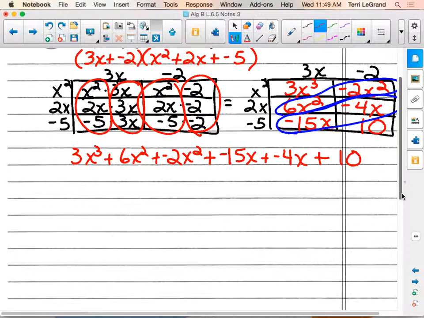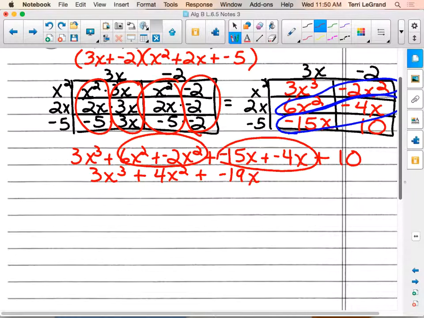Okay, so now we're going to combine the things that can be combined. Does 3x cubed have anything to be combined with? No. How about the 6x squared? Okay, these guys can be put together, can't they? It becomes 4x squared. How about the negative 15x? It can be put together with a negative 4x, can it? How about the 10? It's by itself. It doesn't have anything to combine with.